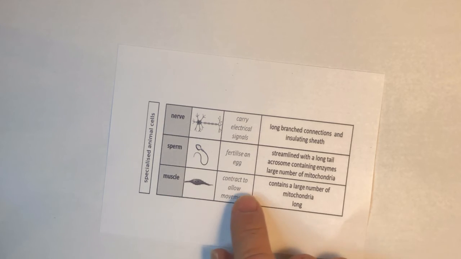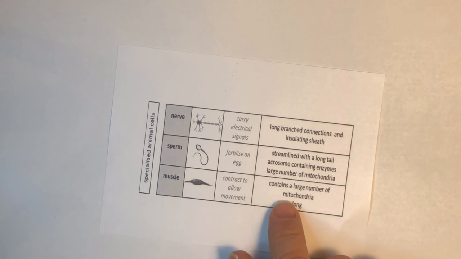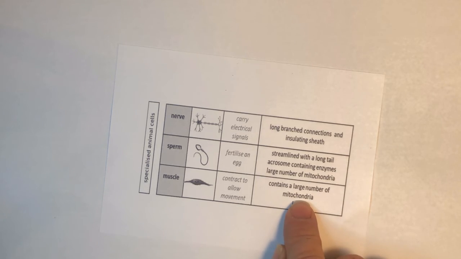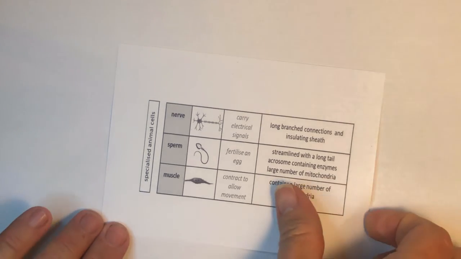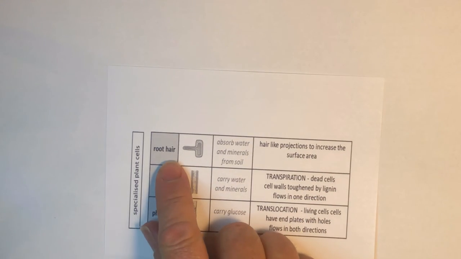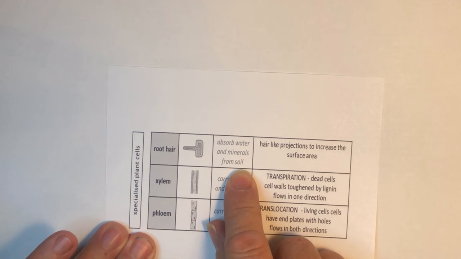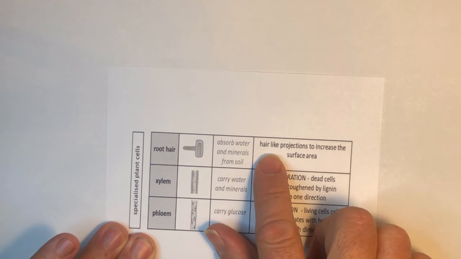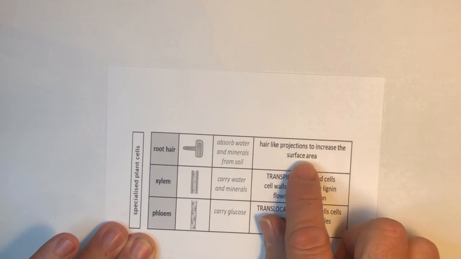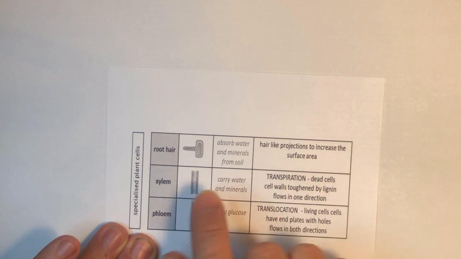A muscle contracts to allow movement, and it also contains a large number of mitochondria, and a muscle cell is also very long. The specialisms of plant cells. A root hair, its role is to absorb water and minerals from the soil. Its specialism is the fact that it has hair-like projections to increase the surface area.